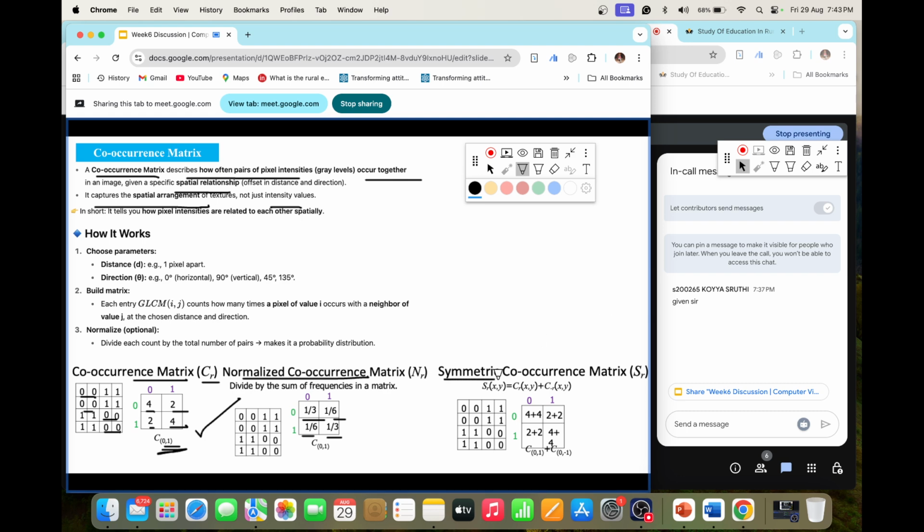Similarly there is something called the symmetric co-occurrence matrix. What is the co-occurrence matrix? The co-occurrence matrix is this C(0,1), or C(r,x,y) whatever you can say. What is this symmetric co-occurrence matrix? The symmetric co-occurrence matrix is C(r;x,y) and C(-r;x,y). What that denotes is that for 0 0 you again have to find 0 0. For 0 1 you found in this, but here you have to find 1 comma 0. And for 1 0 you found, you have to find 0 comma 1, and for 1 1 you have to find 1 comma 1.